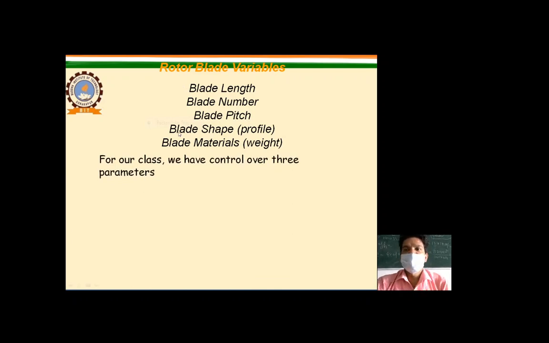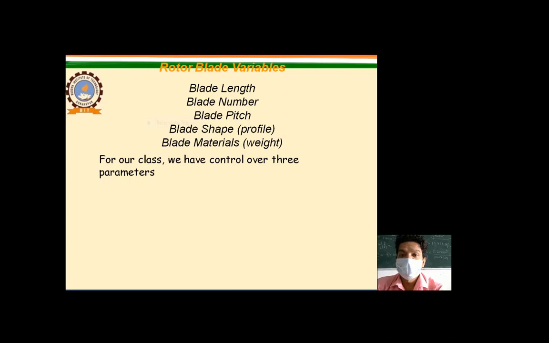In this slide you can see the rotor blade variables. What should be the rotor blade variables for an efficient design of a wind turbine? Those things we will see. Now here the first one is blade length, second one is blade number, then blade pitch, blade shape or blade profile. The next one is blade material, blade weight. Now these are some points related to the variables for the rotor blade.